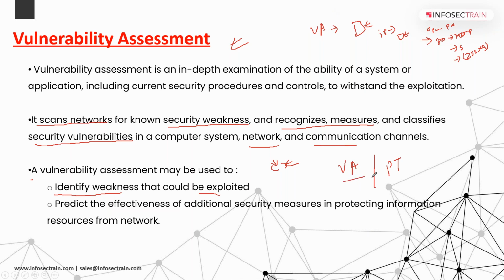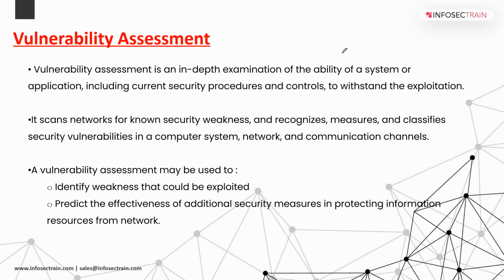There are certain criteria for it. Now, vulnerability assessment is done in 3 steps. Step number 1, footprinting, information gathering, or you can say reconnaissance. Step number 2, we are going to perform a scan. And step number 3, we are going to perform an enumeration.